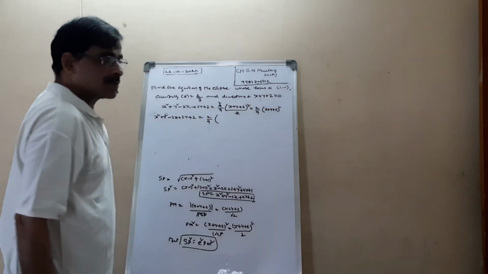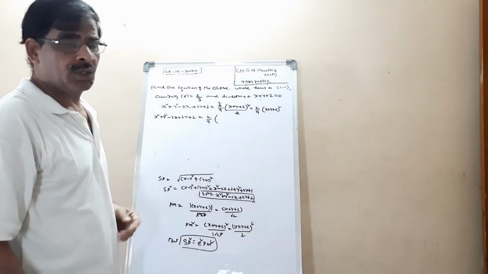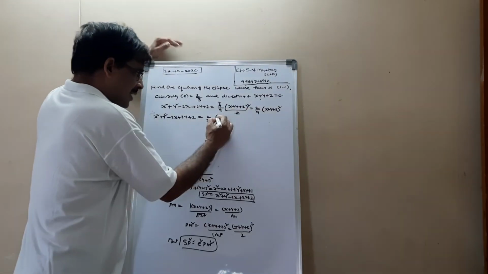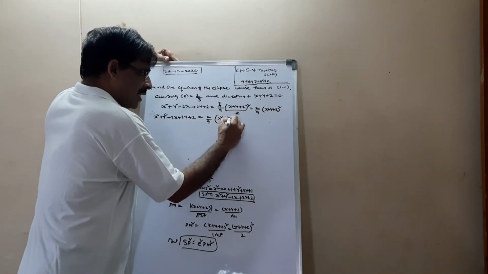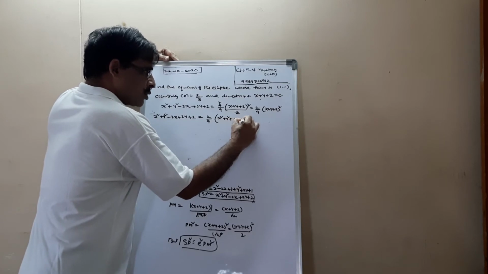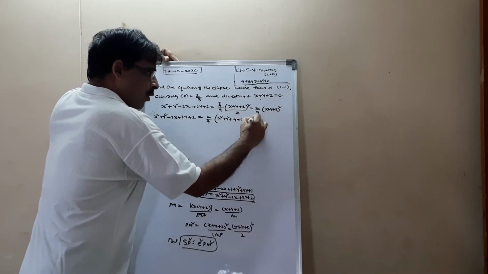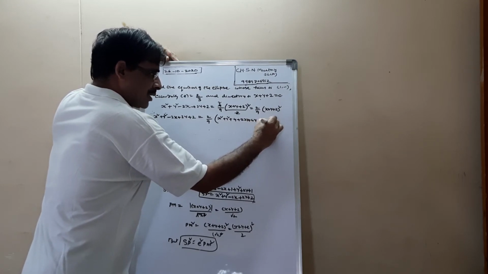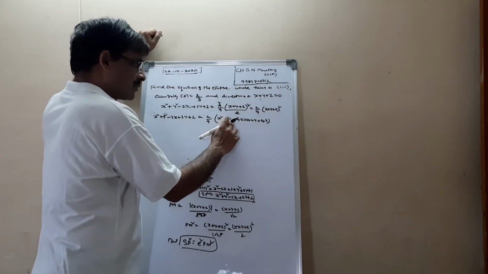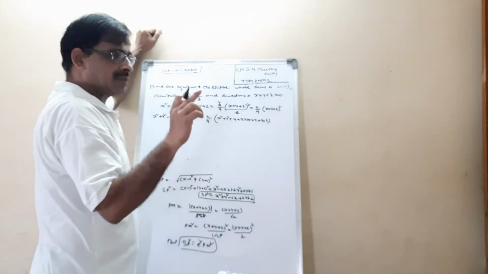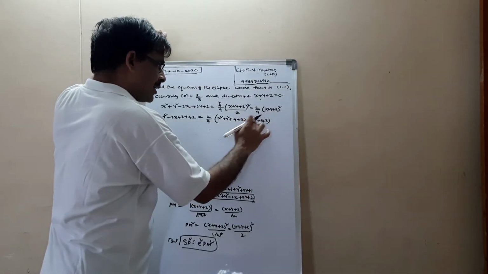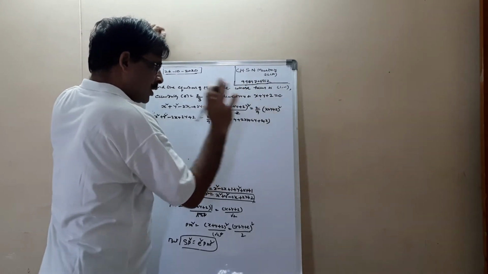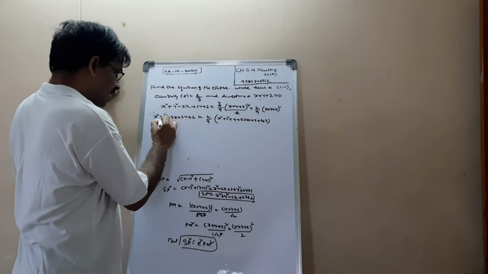See here, x square plus y square minus 2x plus 2y plus 2 equal to 2 by 9 into, you expand (x + y + 2). You know the formula of (a + b + c) whole square. Let me expand here: x square plus y square plus 4 plus 2xy plus 4y plus 4x. Once you check, x square, y square, z square means a square, 2ab is 2xy, 2bc is 4y, 2zx means 4x. Everything is okay.